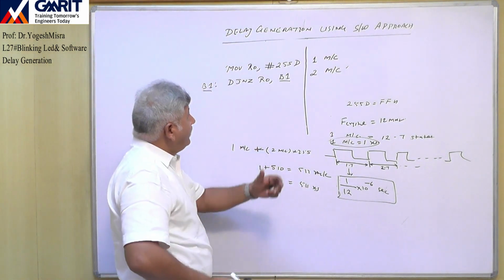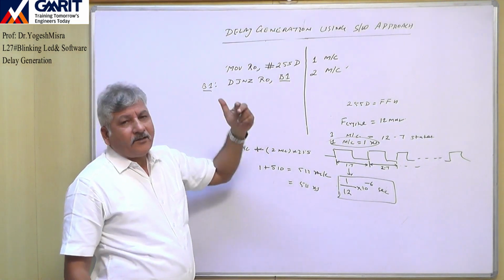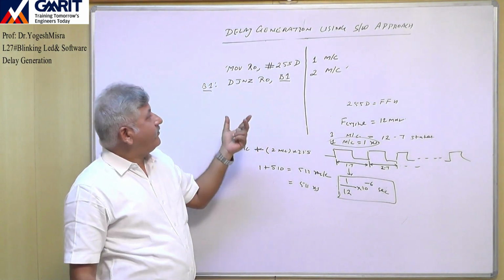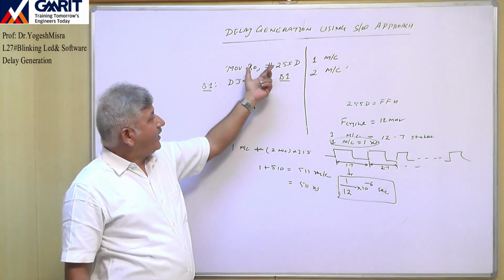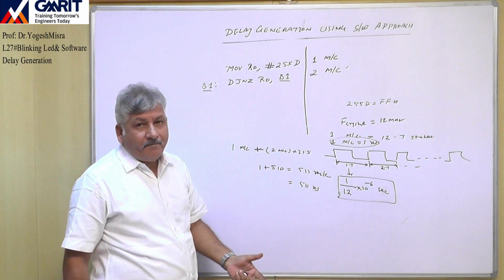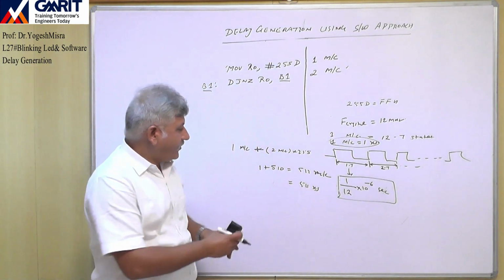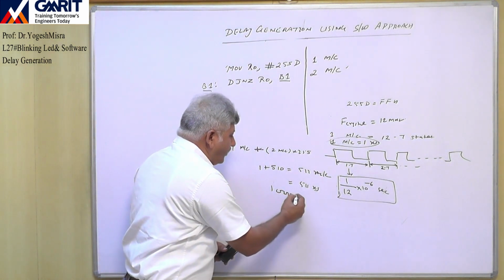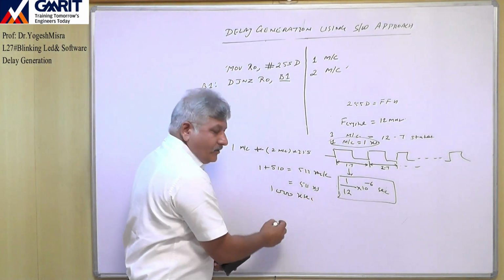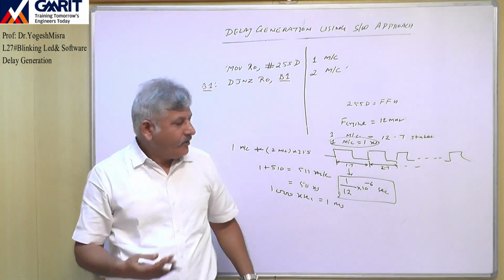So with R0, not only R0, R1, R2 or any register which is an 8-bit register, maximum we can generate a 511 microsecond delay. Now if we want to generate a delay of, suppose, 1000 microseconds, which is equal to 1 millisecond, then what will we do?